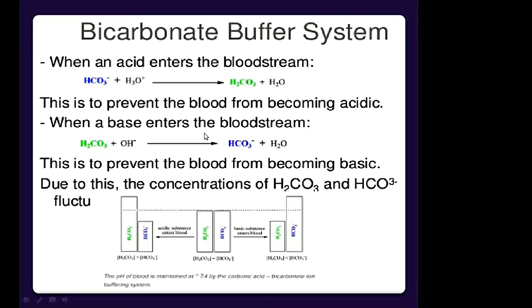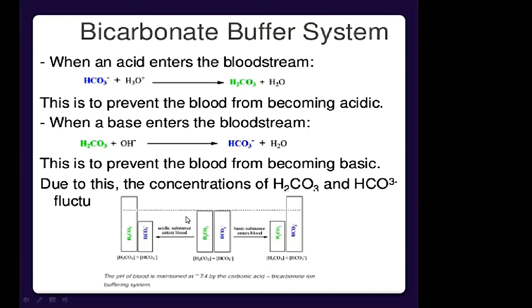When a base enters the bloodstream, what will happen? OH minus ion. So at that time, this carbonic acid, H2CO3, reacts with the OH minus because a base has entered inside your blood. So what will you get? You will get bicarbonate ion, HCO3 minus, plus water is formed as a byproduct. So this is to prevent the blood from becoming basic.